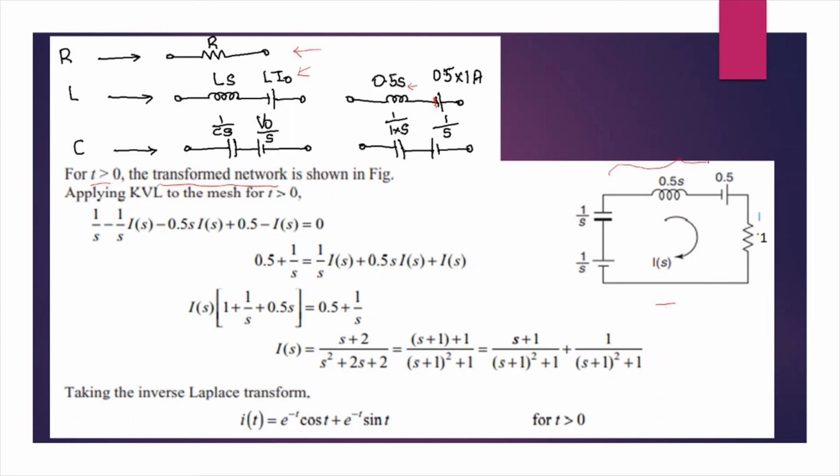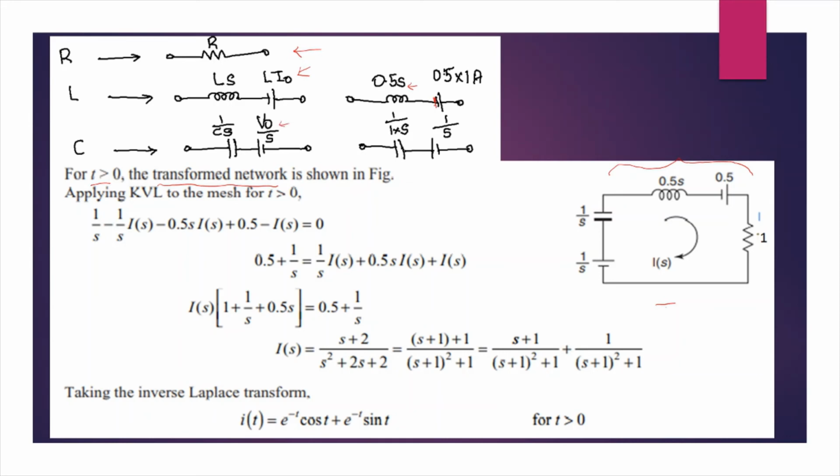So initially we had an inductor over here, and the inductor is marked with 0.5 S and 0.5 volt. So that is what we just calculated here. The second is the capacitor. The capacitor is represented in S domain like 1 by Cs with an initial condition V0 by S, where V0 is the initial voltage.